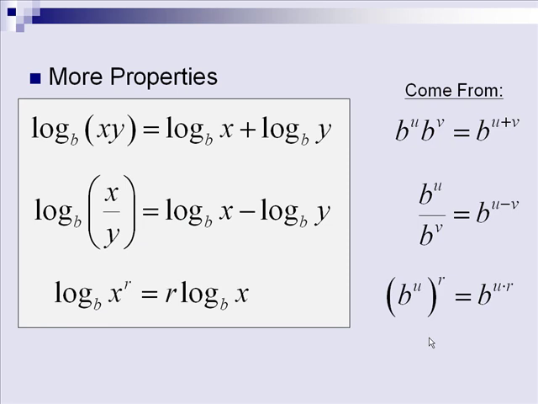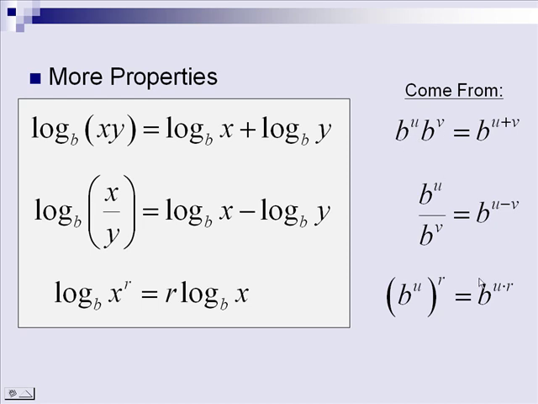But there's more log properties that we're going to talk about today. So these are the ones that we're going to investigate today. Log base b of x times y is the log base b of x plus log base b of y. Log base b of x over y is log base b of x minus log base b of y. So product inside becomes a sum. Division inside becomes a difference. And then the last one, log base b of x to the r, is r times log base b of x.